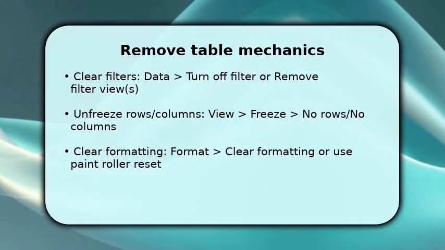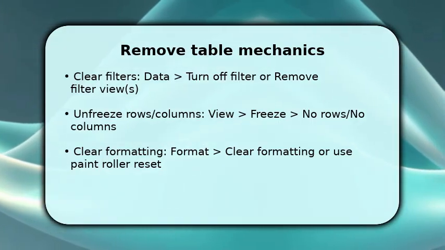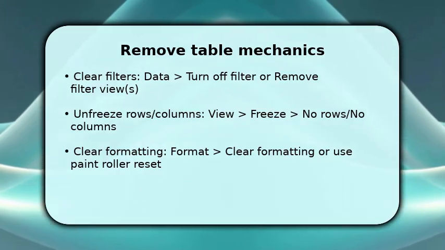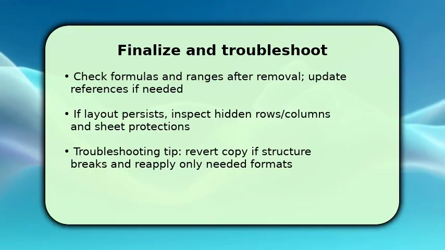If pivot tables exist, delete or move them. Make sure to check data validation lists and conditional formatting and disable as required. Finally, validate that removing table features didn't break calculations by checking formulas and named ranges.